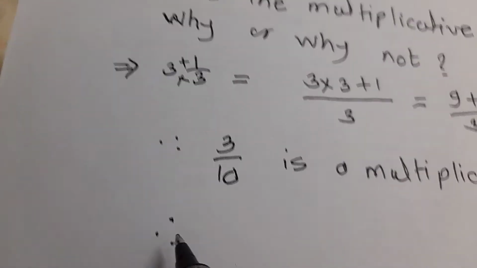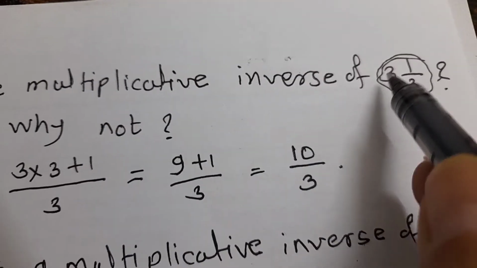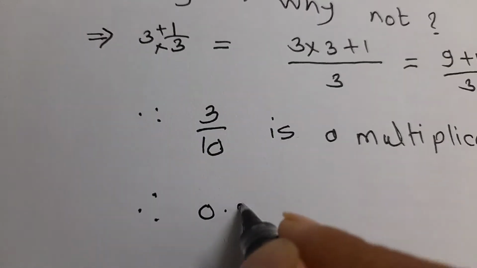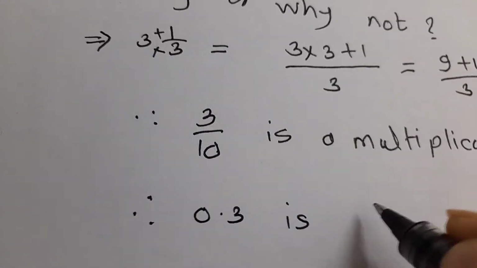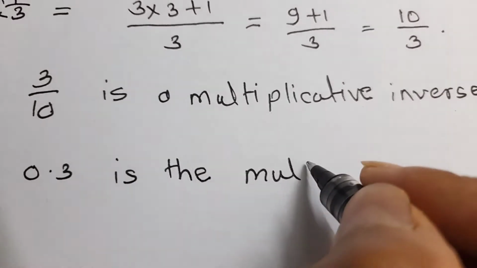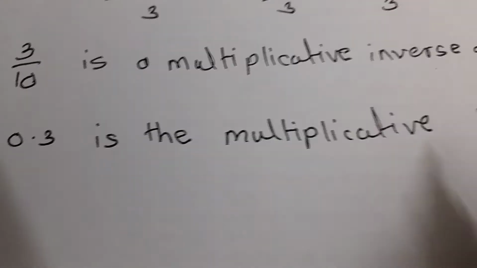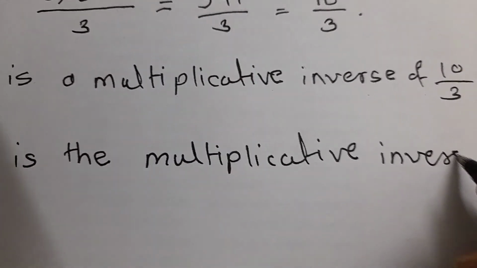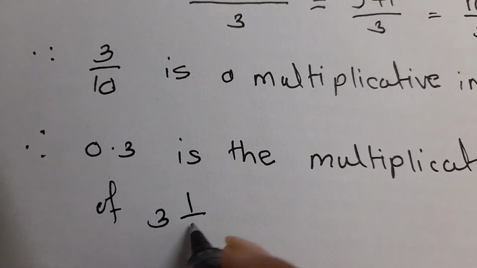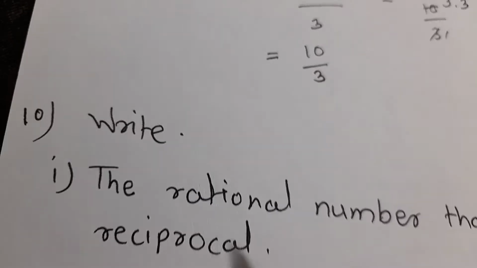Therefore we can say that 0.3 is the multiplicative inverse of 3 1 upon 3. Hence verified.